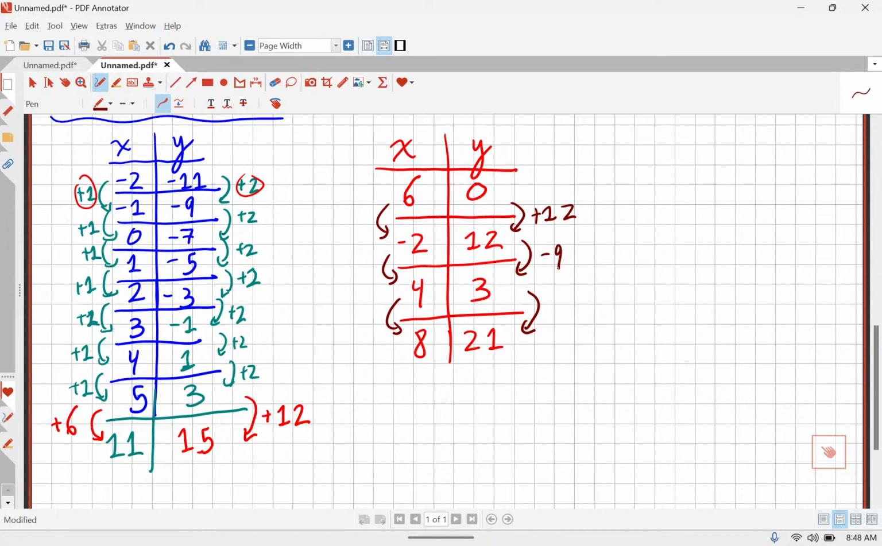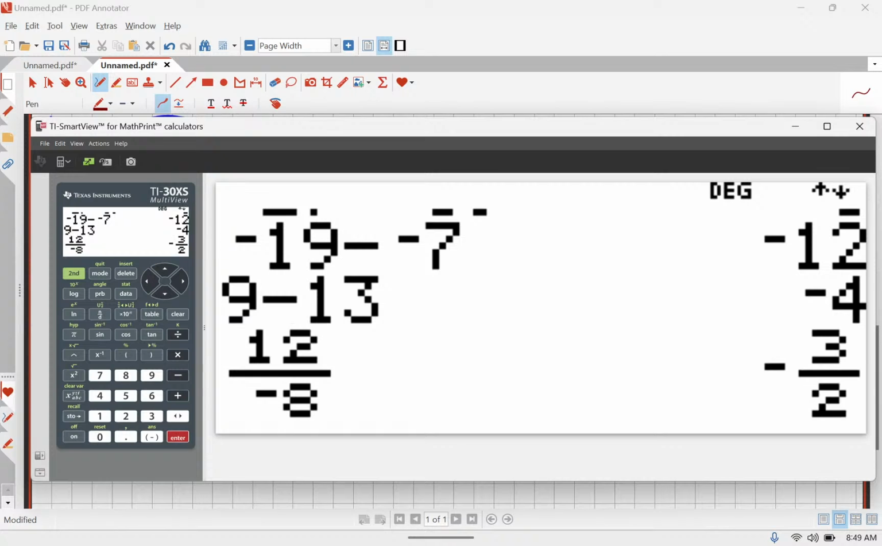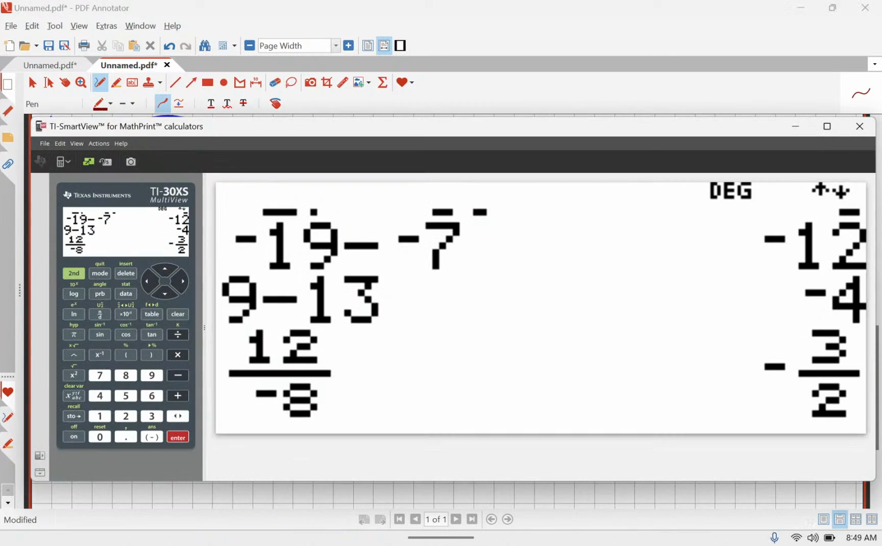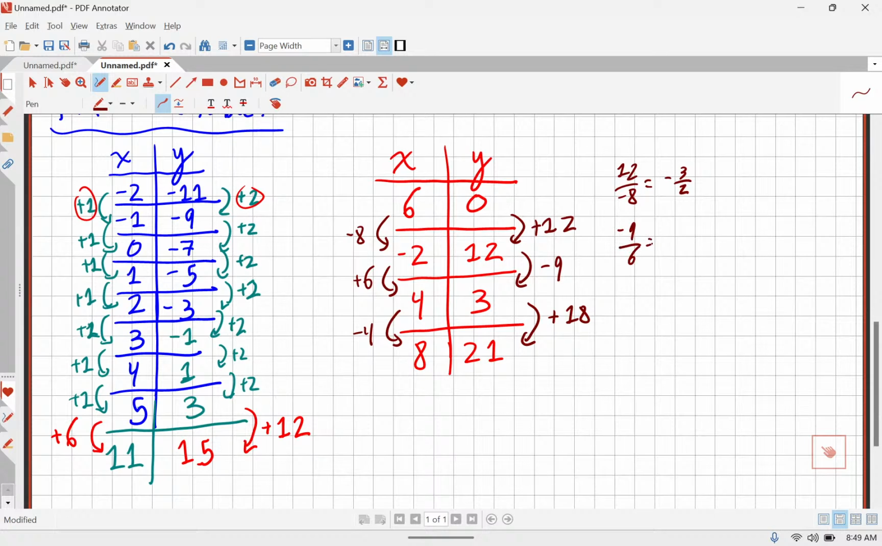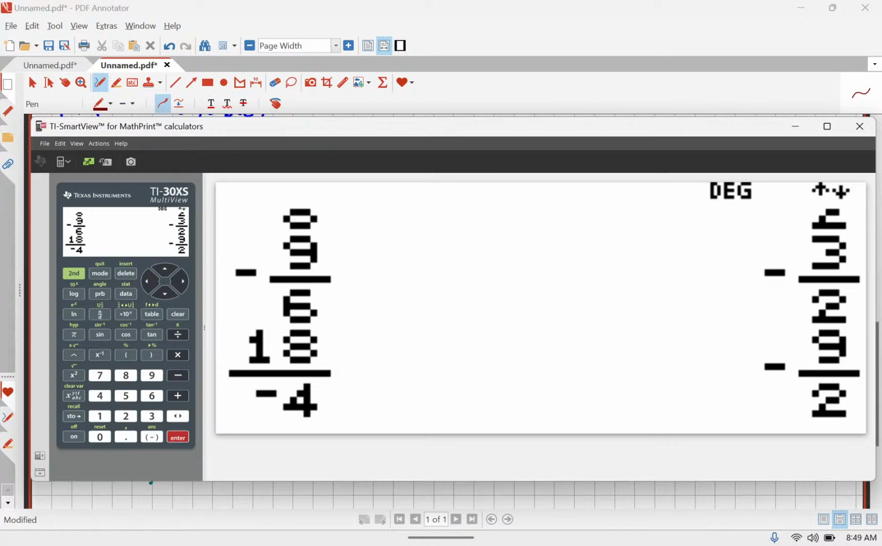Up 12. That's down 9. That's up 18. This is down 8, up 6, down 4. And 12 divided by -8. 12 over -8. It's -3/2. -9 over 6. It's -3/2. And the 18 over 4, -4, is negative. Oh, there you go.